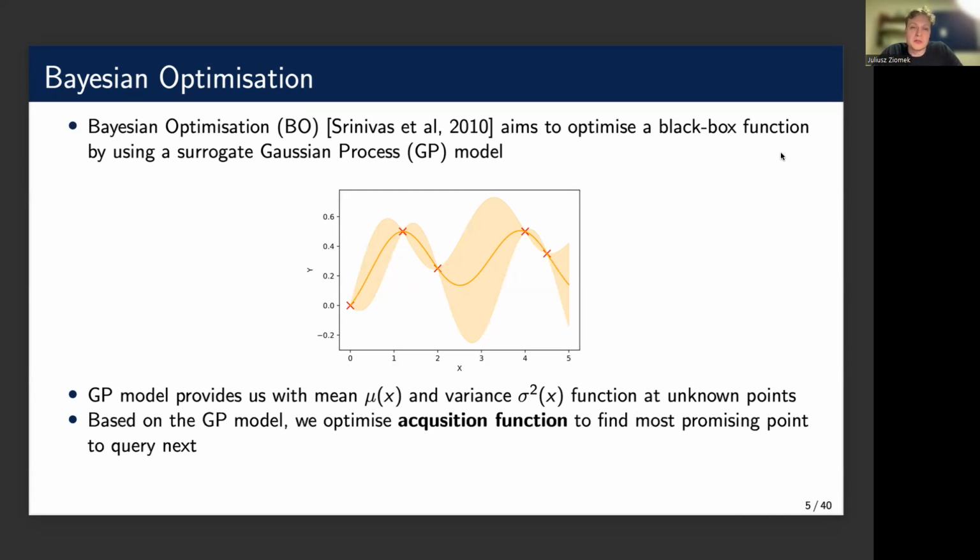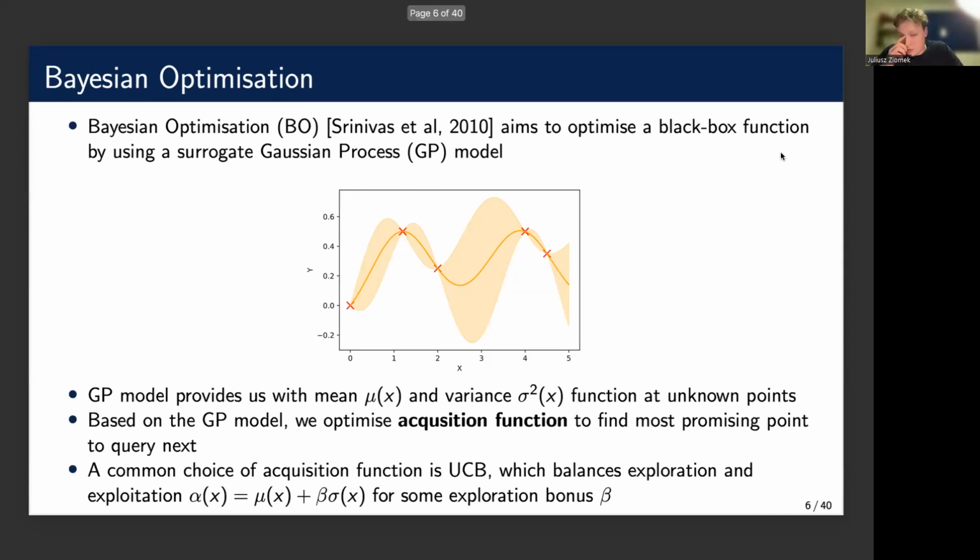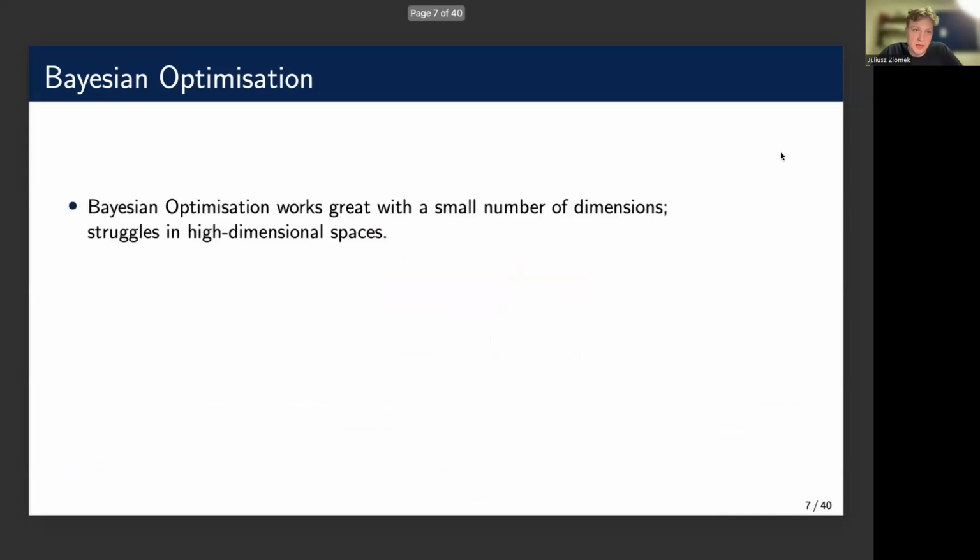Based on such a model, we can select the next most promising point to query by optimizing a so-called acquisition function. A common choice is the upper confidence bound, or UCB for short, which balances exploration and exploitation by selecting a point which has both high mean and high standard deviation, that is the square root of the variance, where the standard deviation is weighted by some exploration bonus B, which tells us how much we value exploration over exploitation.